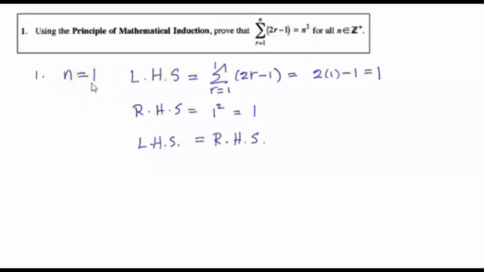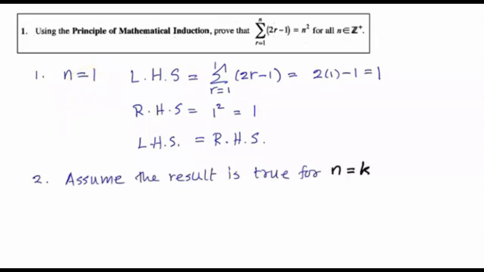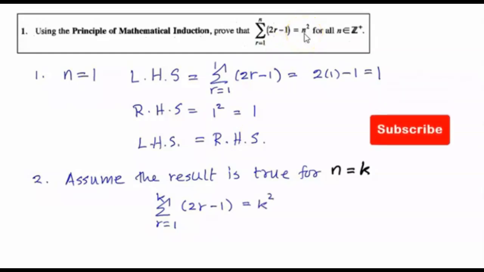And now the next step. The next step is to assume the result is true for n equals k. With this assumption, I can write that if r goes from 1 to k, because my n is k now, then the sum of 2r minus 1 should be equal to n squared, which will be k squared. Remember, our n is k now. So I assume this is true.